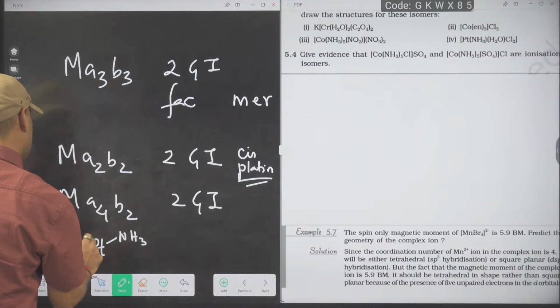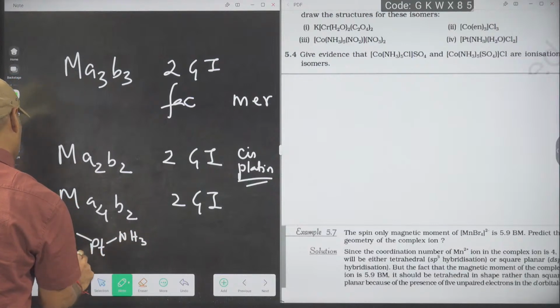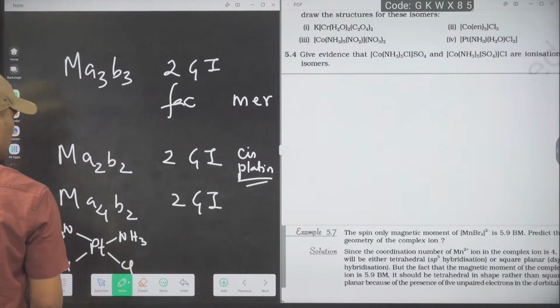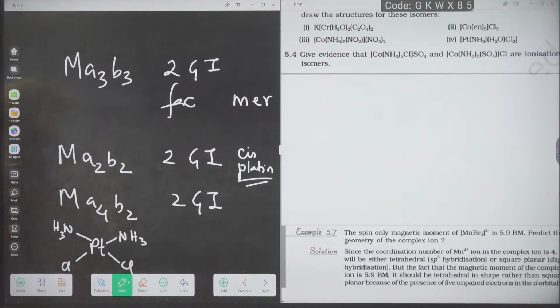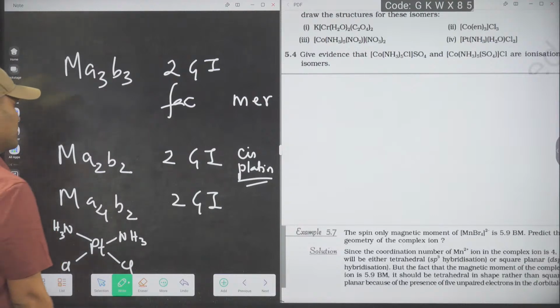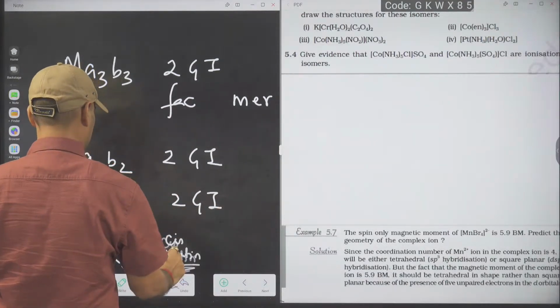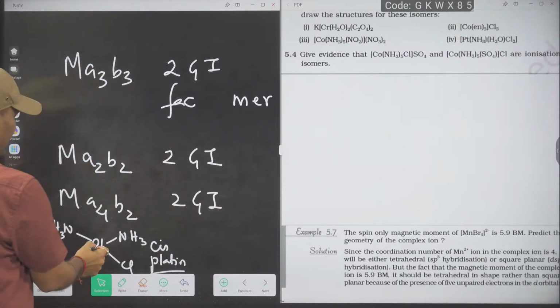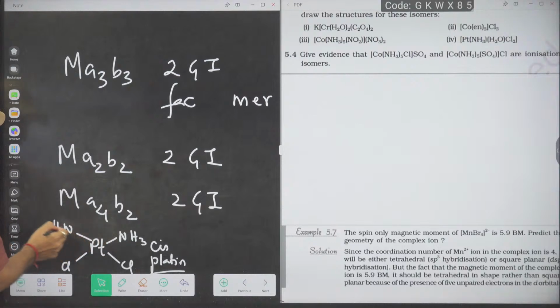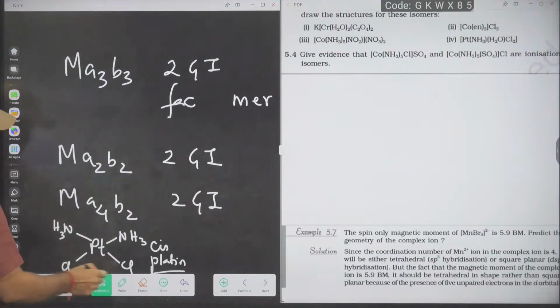Platinum, ammonia, chlorine. The cis form is known as cisplatin, used in tumor treatment. You can clearly see it is Ma2B2, that is A2B2.